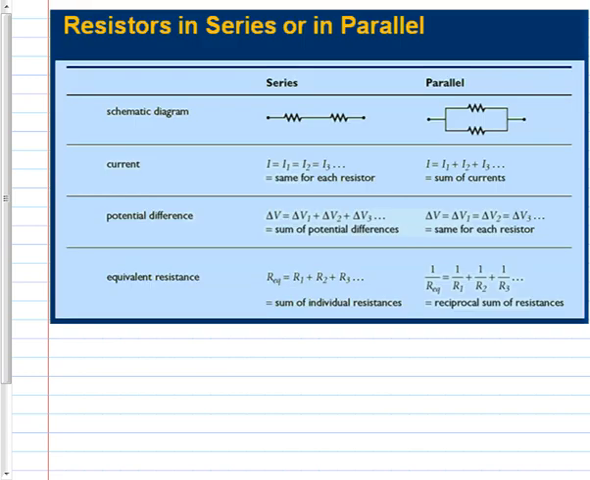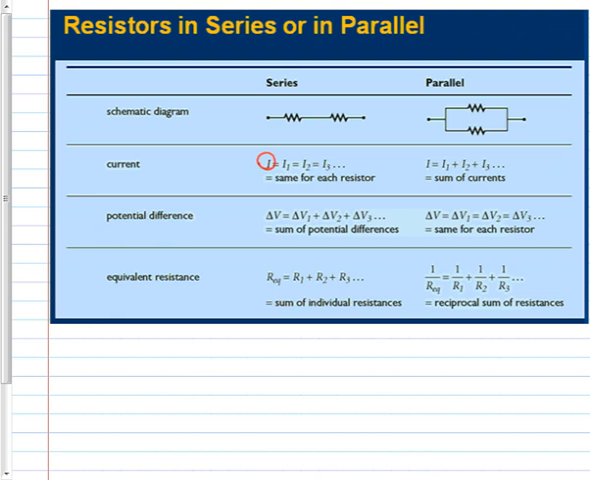Here is the summary that you need to know for series and parallel circuits. So the schematic diagram: series, 1 path; parallel, 2 or more paths. We could have more than just 2 things in parallel to each other. So what is the current going to be like? Well, whatever the total current is right here is going to equal the current that goes through every resistor. It's going to be exactly the same.